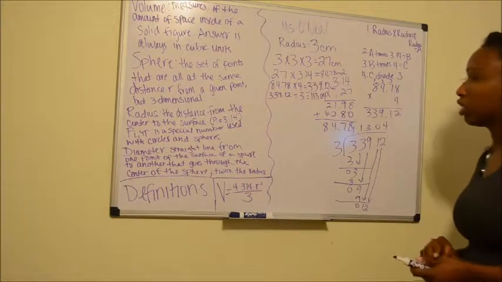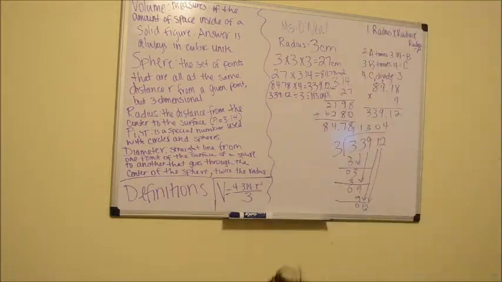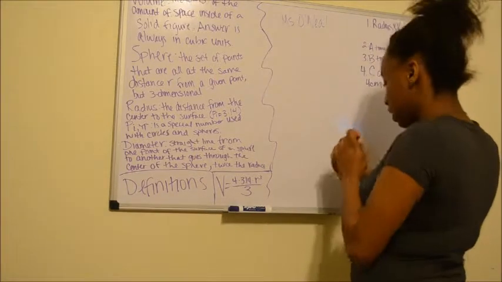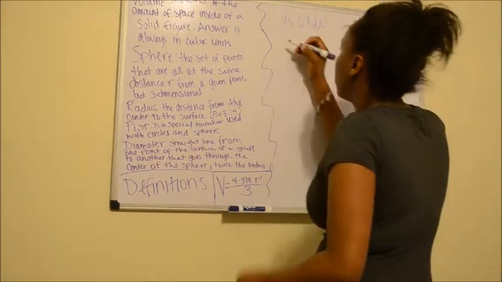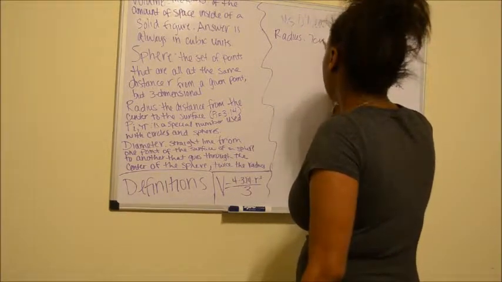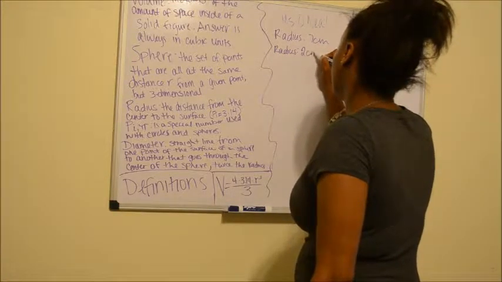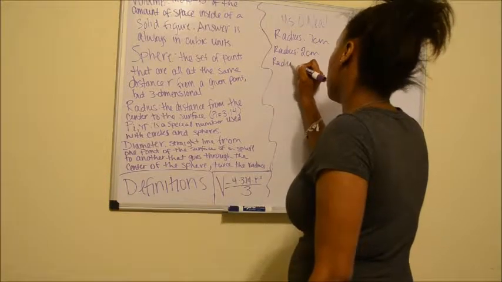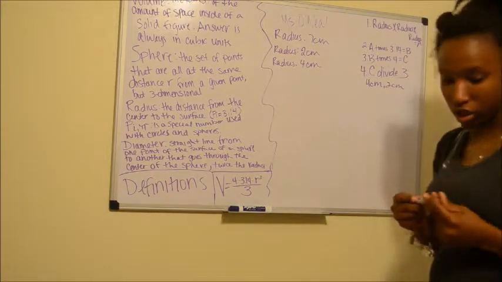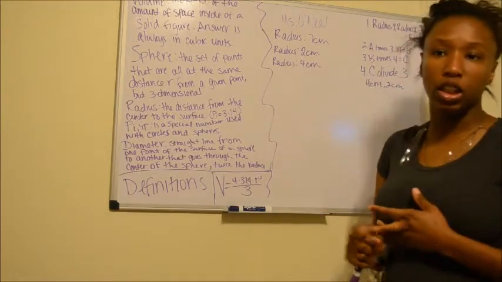Okay? Does anybody have any questions? If not, we're going to do one more. So I'm going to give you about 15 minutes to do these 3 problems. So your radius will be 7 centimeters, 2 centimeters, and 4 centimeters. Okay? So I'm going to give you about 15 minutes. I'll be walking around. If you have any questions or if you don't understand something, just let me know.